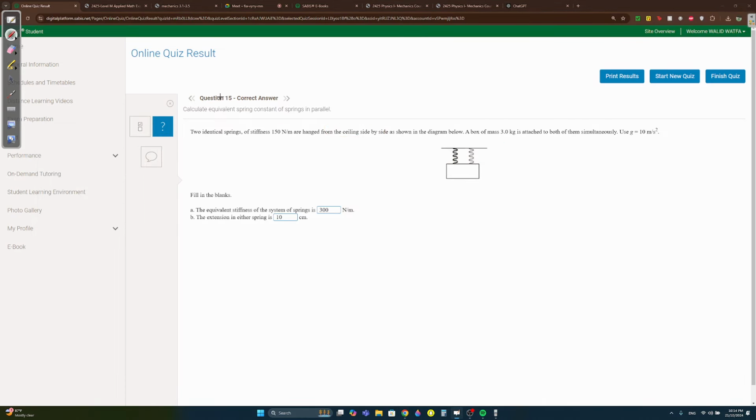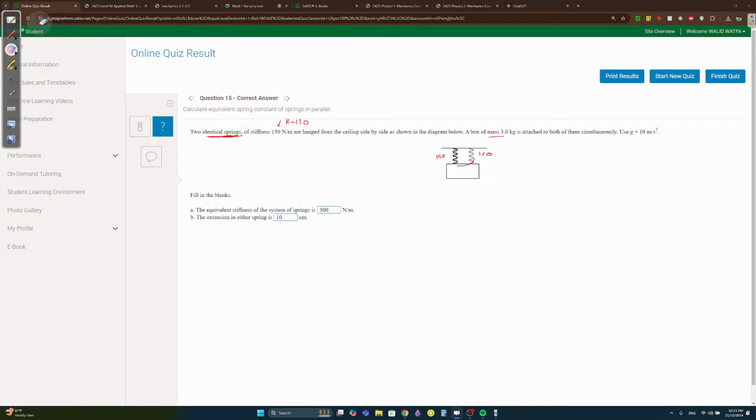Okay. Two springs of stiffness 150, so this is the stiffness, and this is their k. They're hanging side by side. A box of mass 3 is attached to both of them. g is 10. What is the equivalent stiffness of the spring? Of course, if they're two identical springs, each 150, the equivalent is 150 plus 150, which gives you 300.